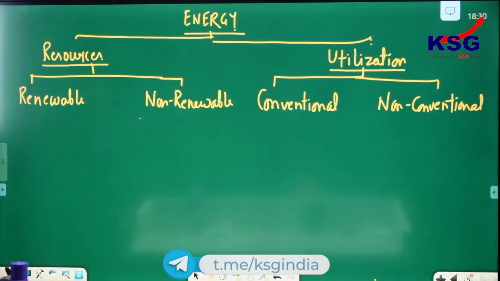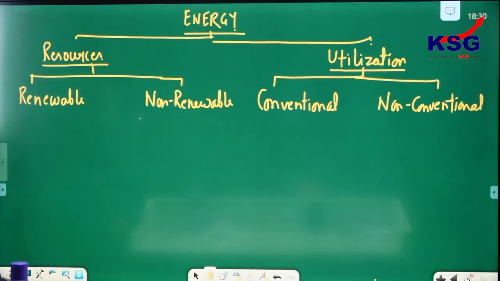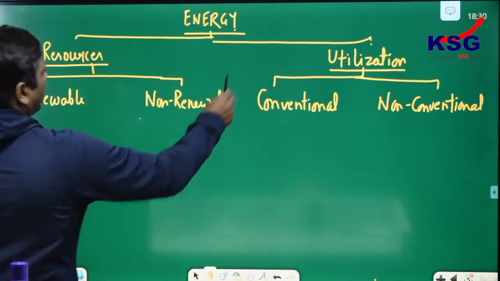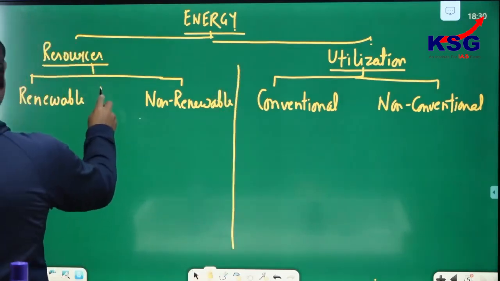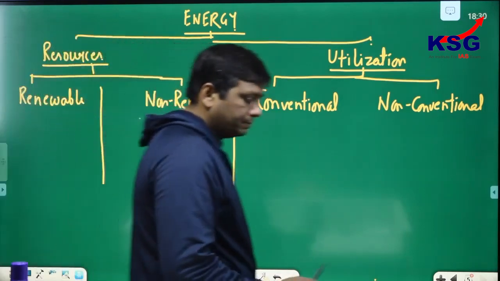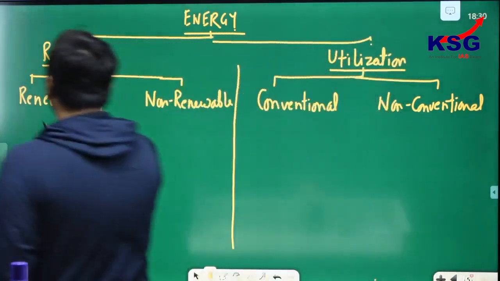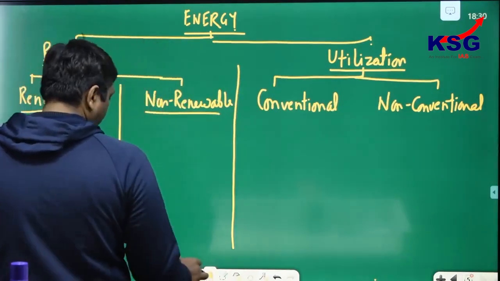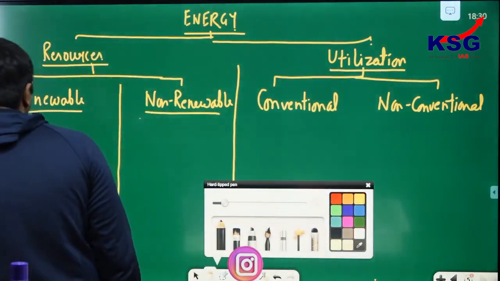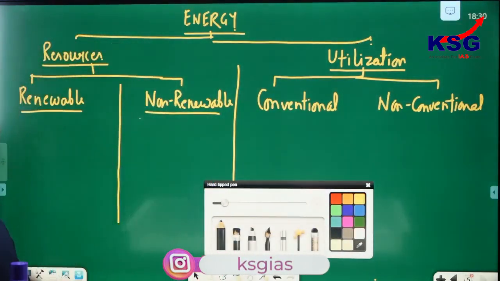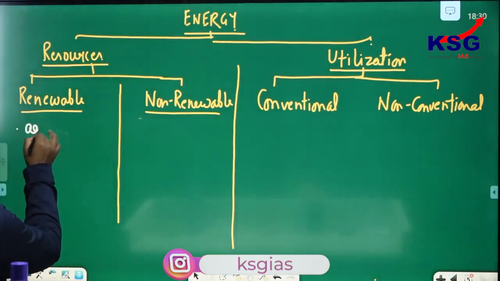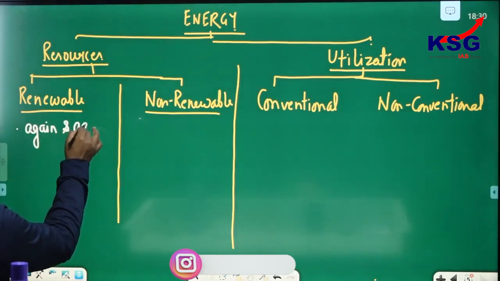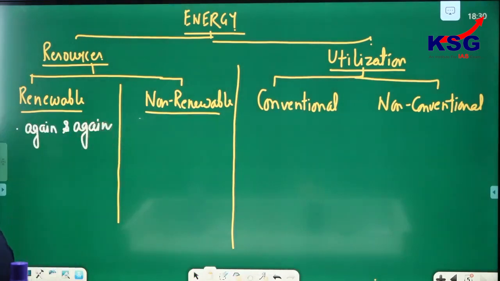So on the basis of resources: renewable versus non-renewable. On the basis of utilization: conventional versus non-conventional. Now the question is, what about renewable and non-renewable? You people know it from school time. What about renewable energy sources? Renewable energy sources are those which we can use again and again.